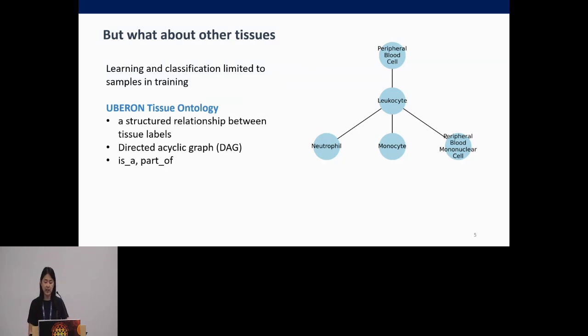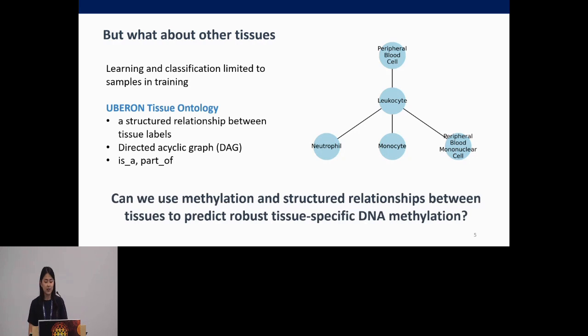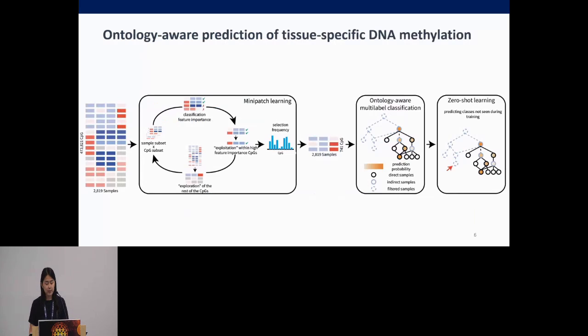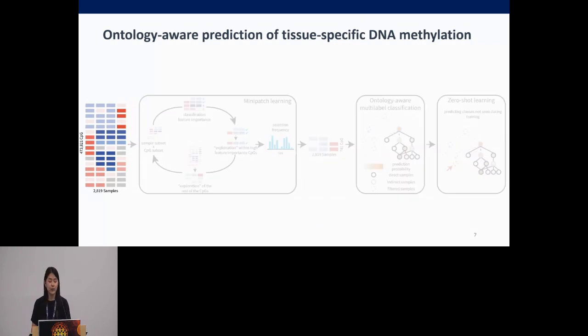And then, using that and knowing that we have some sort of a systematic relationship and there exists some sort of tissue-specific DNA methylation, this is the question that we're trying to answer: where can we use methylation and the structured relationship between tissues from the ontology to predict robust tissue-specific DNA methylation? And our general framework of ontology-aware prediction of tissue-specific DNA methylation is like this.